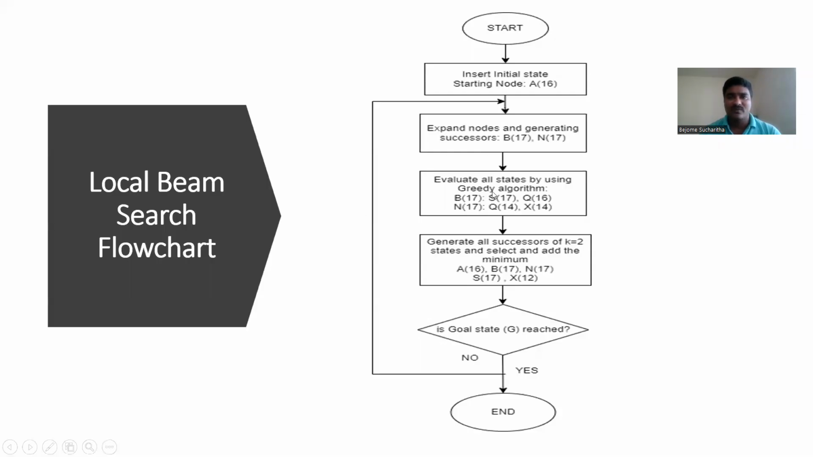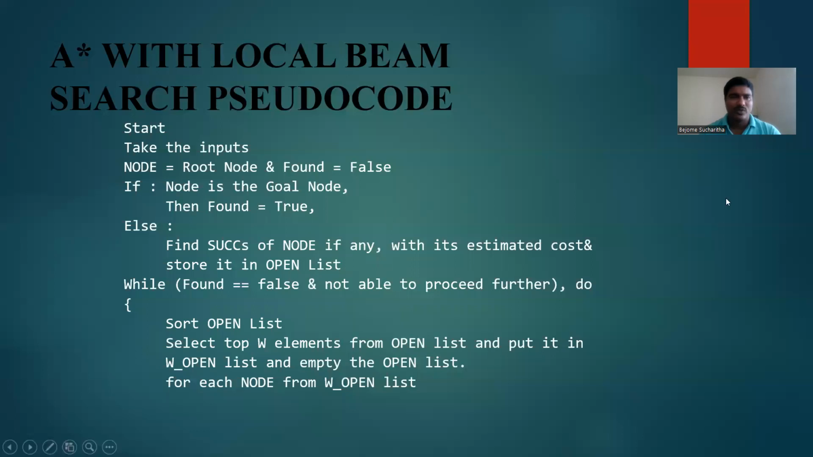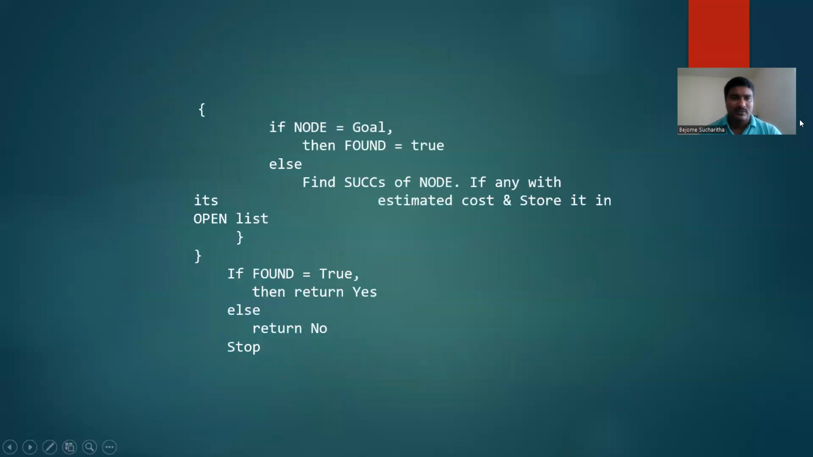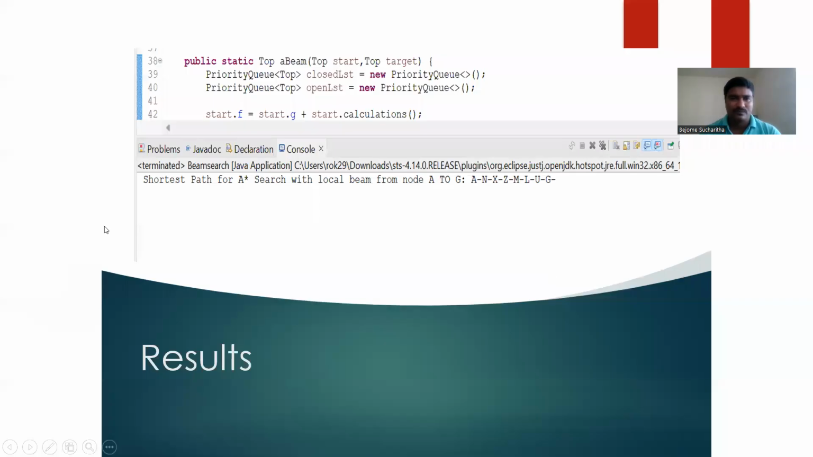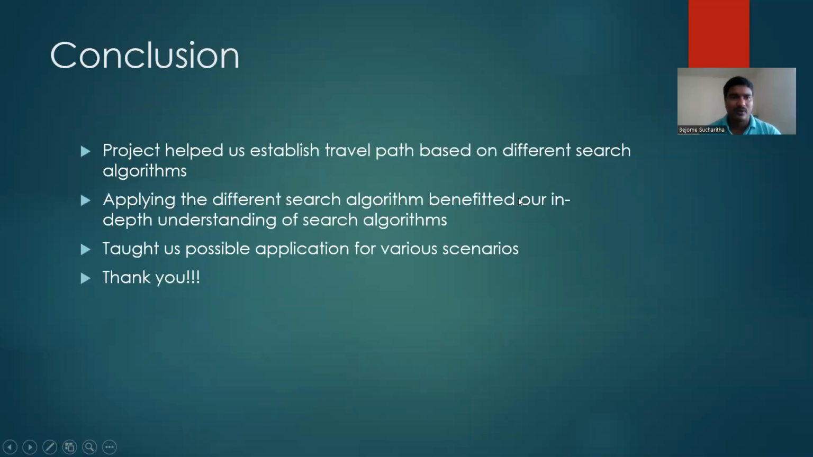This is the local beam search flowchart, starting with the node. Insert initial state node A equals 16. Then it will go to some example we are taking, like B F 17. The same thing we are using in our project. This is the A-star search pseudocode we are using in our project. This one also. This is the result, the final output of the A-star search local beam. If we start with node A to G, this is the output of our A-star.